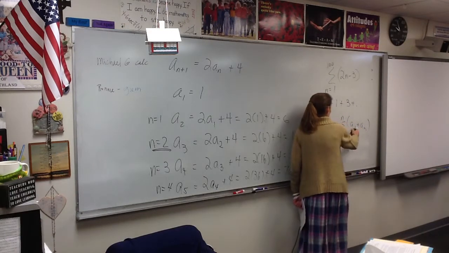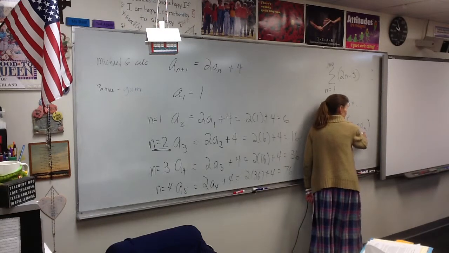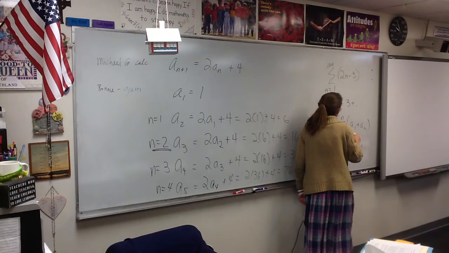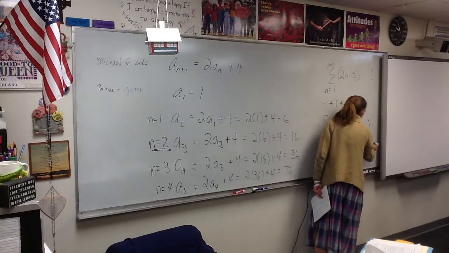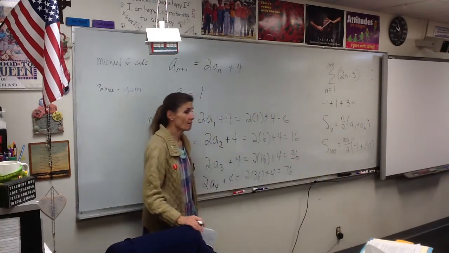What did you say A sub 1 was? You already figured that out. -1. This would be A sub 100. So we're going to plug in 100, and A sub 100 would be 197. And we'll just do that arithmetic on our calculator, and we will have the answer.